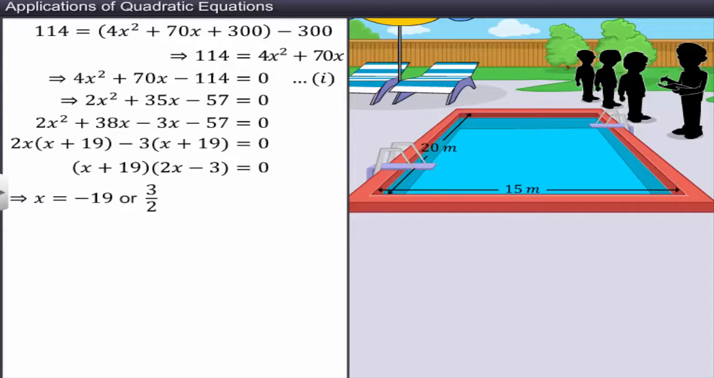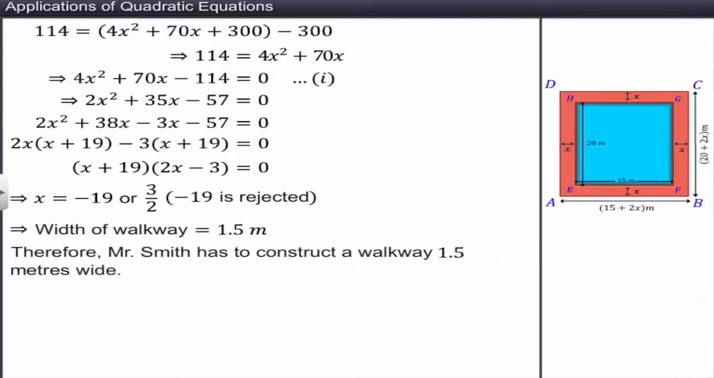This implies that either x is equal to minus 19 or x is equal to 3 upon 2. We know that the width of the walkway cannot be negative, so we reject minus 19. Hence the width of the walkway is 3 upon 2 meters or 1.5 meters. Thus, Mr. Smith has to construct a walkway 1.5 meters broad around the swimming pool to meet the specifications of the contract.